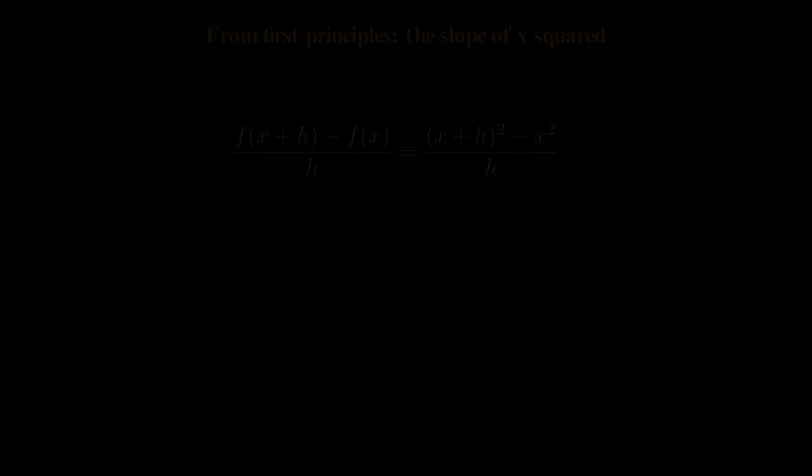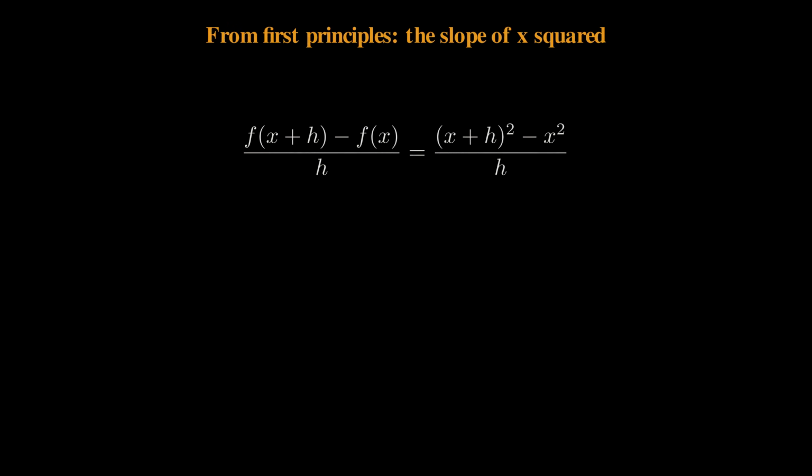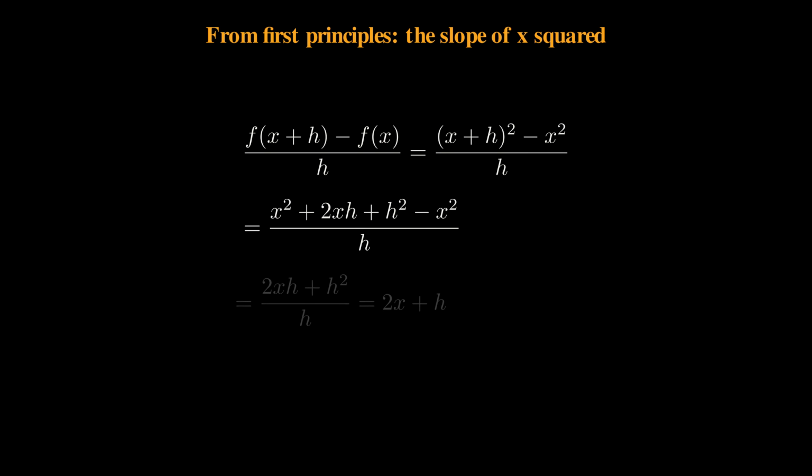Let's run it on the simplest curve. f of x equals x squared. Form the quotient. f of x plus h is x plus h, all squared, over h, minus the x squared. Expand the bracket. x plus h squared is x squared plus 2xh plus h squared. Now the x squared and minus x squared cancel, leaving 2xh plus h squared on top. Every term has an h, so divide through by h. That gives 2x plus h.